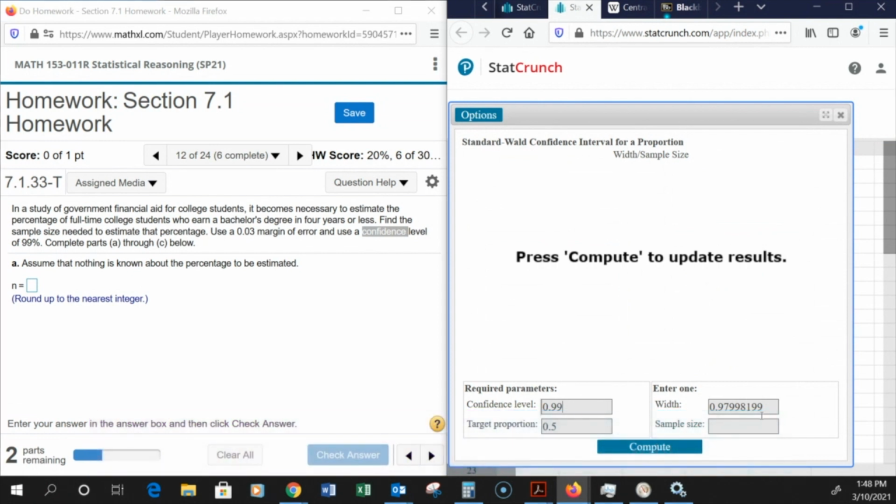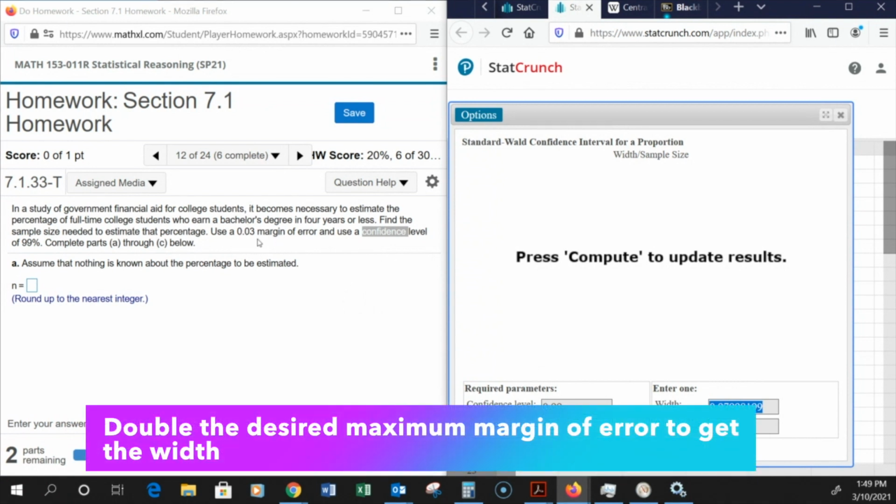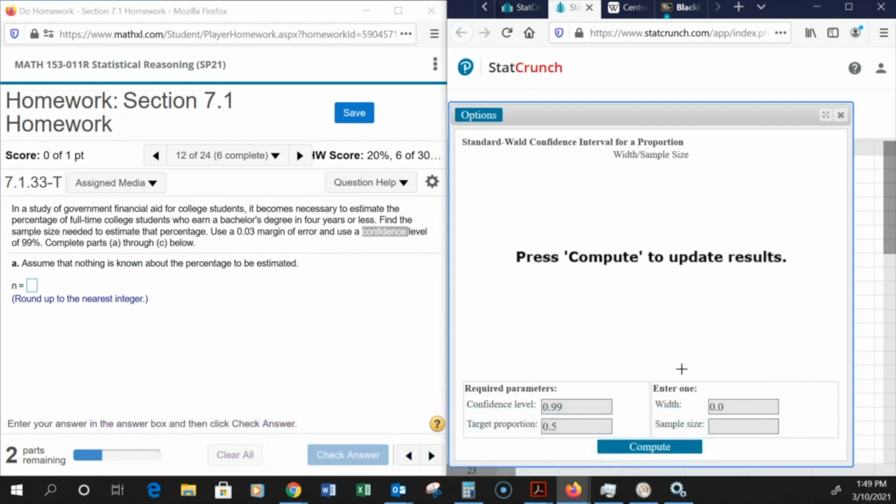Now comes the tricky part. We need to put the width in. And the width, if you look at this, you say it's 0.03. Yep, it's 0.03 on the right, and it's 0.03 on the left, right? Because we have a confidence interval. And our p will be in the middle of a 0.03 up and a 0.03 down. So what's the actual width? It's double this. It's 0.06. So put in 0.06, and they will tell us the sample size.